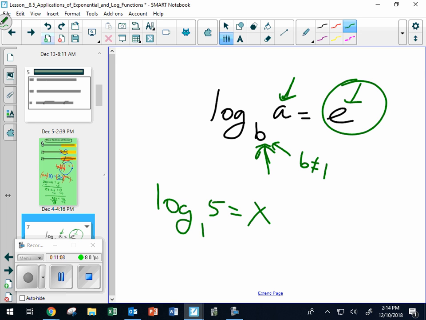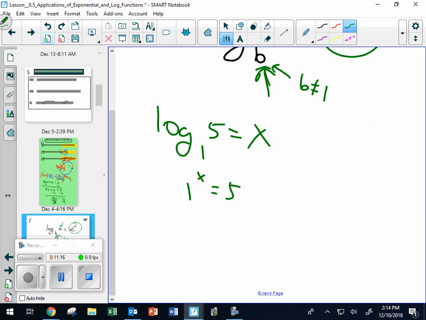Let's say I was going to do that. Wouldn't that mean 1 to the x power has to equal 5? And why is that a bad thing? Because it's impossible. Take 1, put it to a power, and make it equal 5. You can't. That's why you can't have 1 as a base.